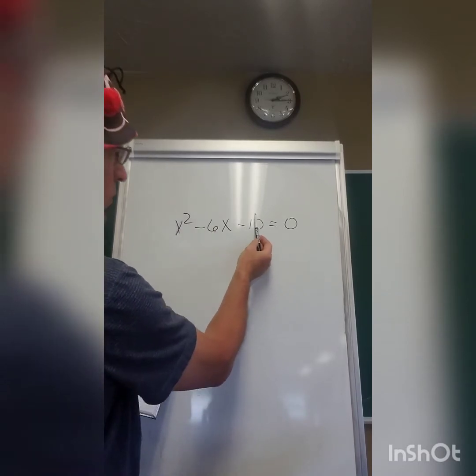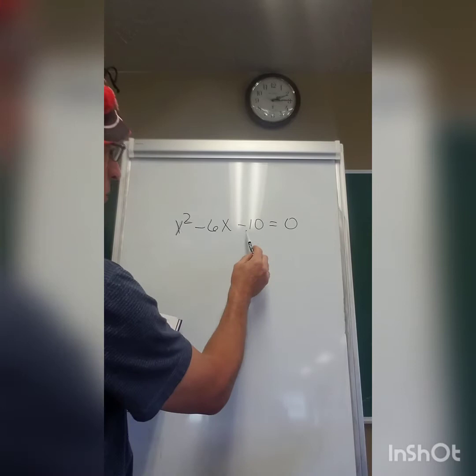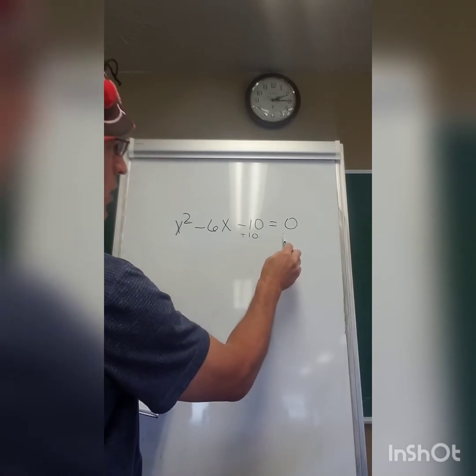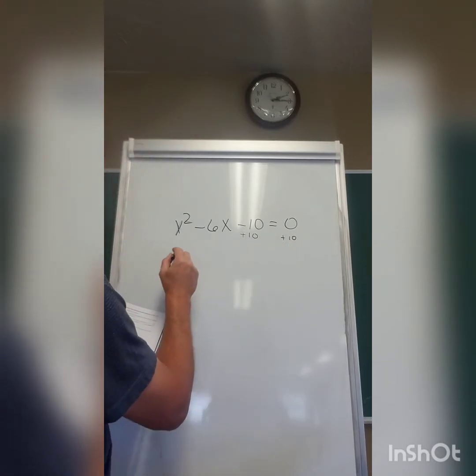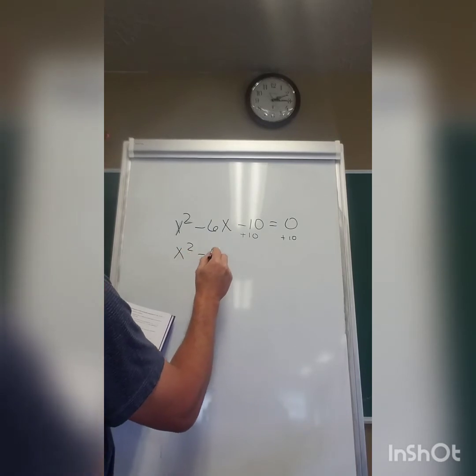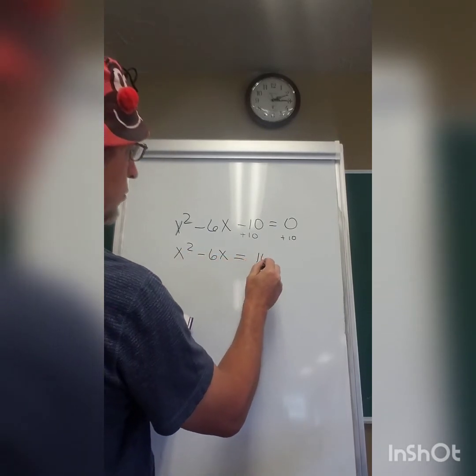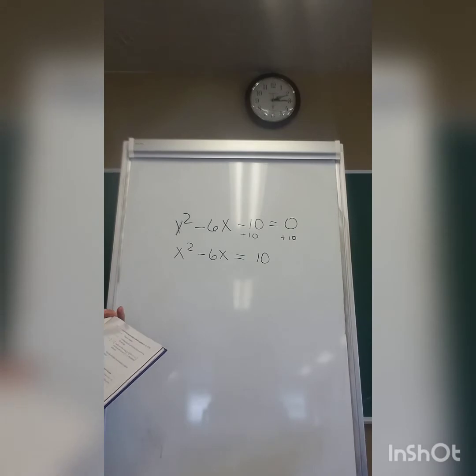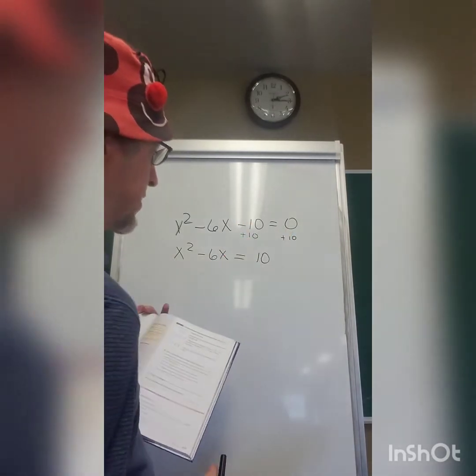First step is to move this constant over to the right side. So we have to add 10 here, and we have to add 10 here. So now we have this term, correct? That's the very first step, is moving the constant over to the right side.